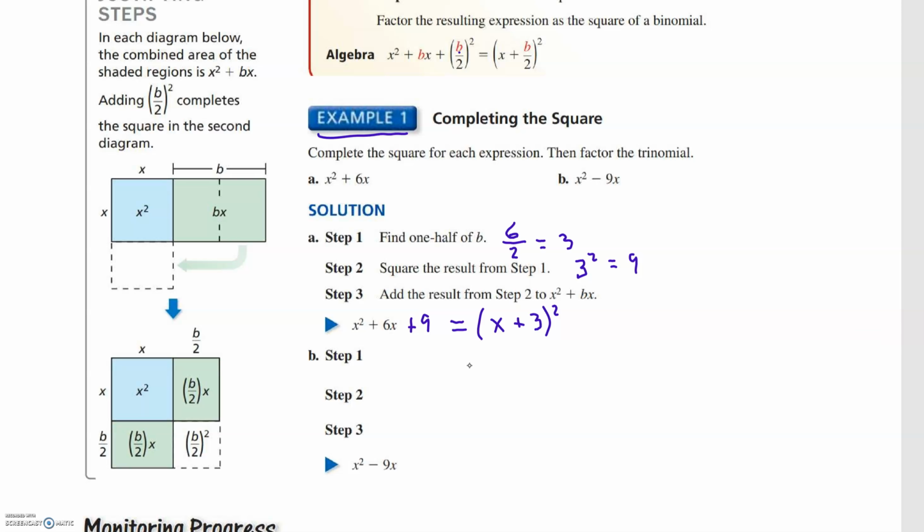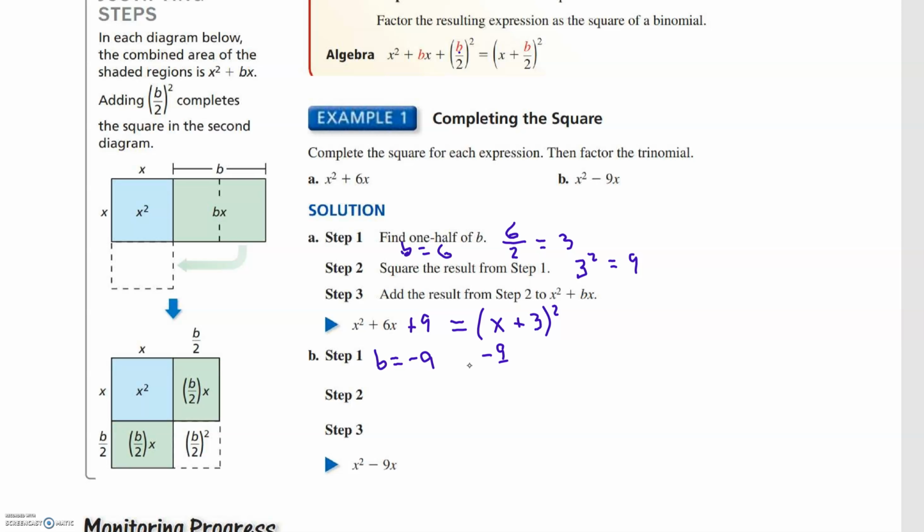Okay, example 1, part B. We have x squared minus 9x. And we're going to complete the square for that expression and then factor it. So we first need to find 1/2 of b. Well, let's go up here and look at these steps right there. So we're going to find half of b, but b is -9. I should have written that up here. On this one, b was 3. Or not 3, b was 6. Right? And we did half of 6. Now b is negative 9.